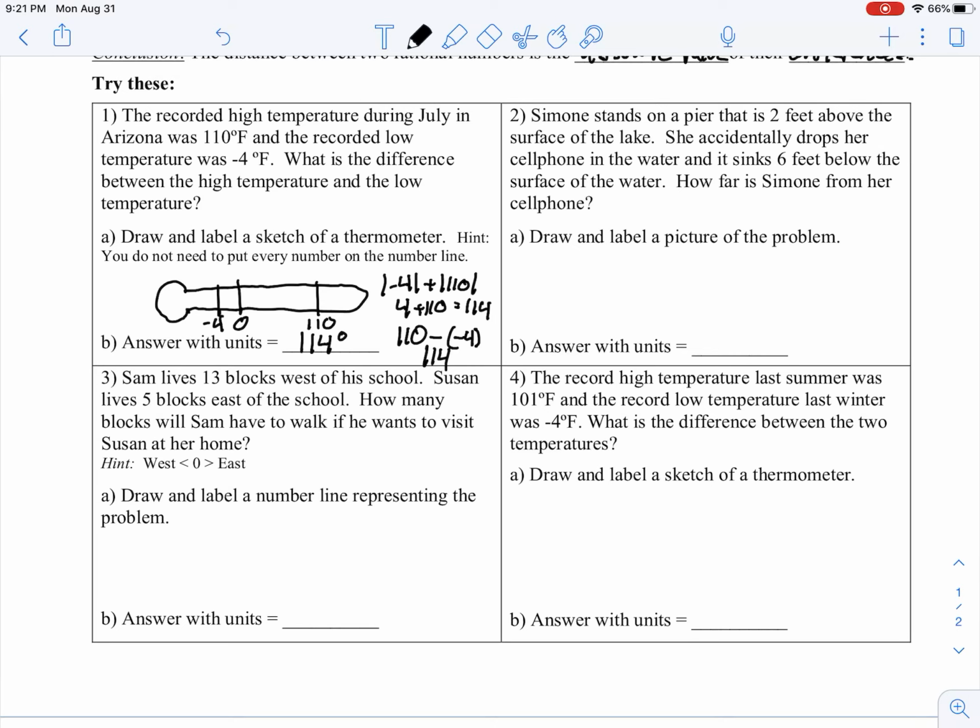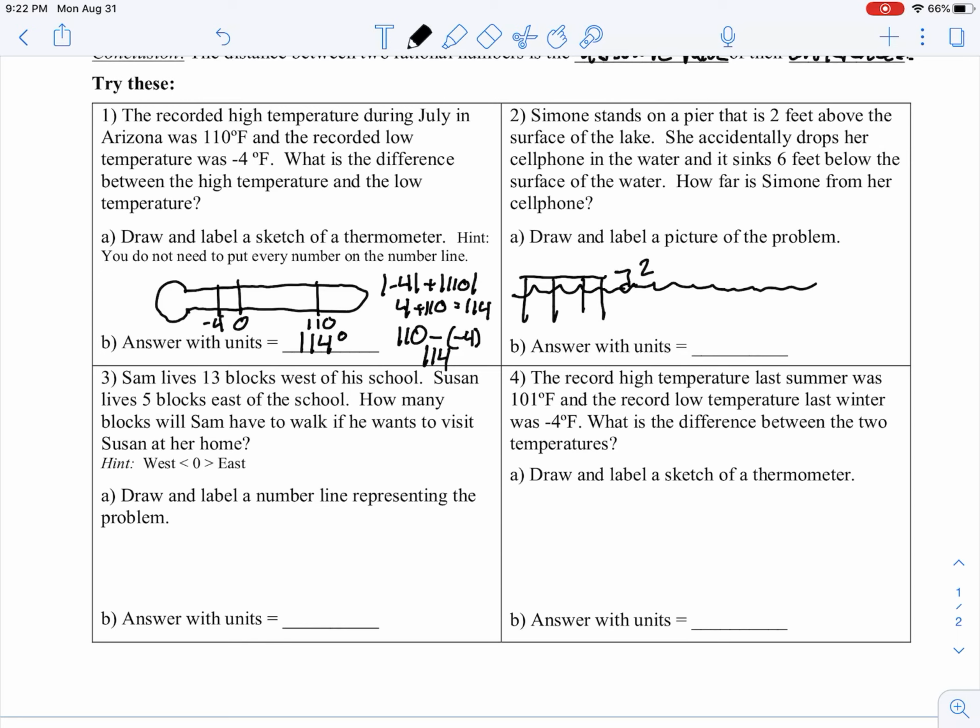All right, so the next problem here, number 2, tells us Simone stands on a pier that is 2 feet above the surface of the lake. She accidentally drops her cell phone in the water and it sinks 6 feet below the surface of the water. So we've got a little pier here that is 2 feet above the lake. So we're going to draw the legs of our pier. And our lake is right here. Waves for water. Pardon my horrible drawing.